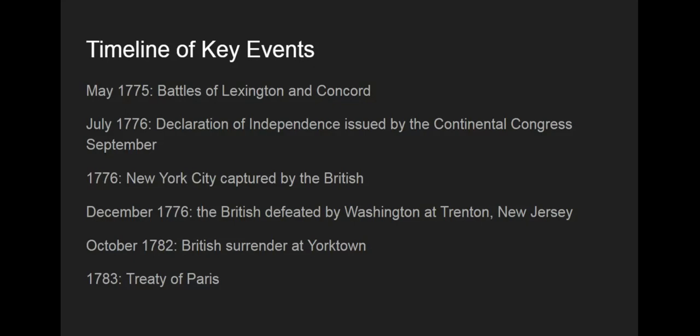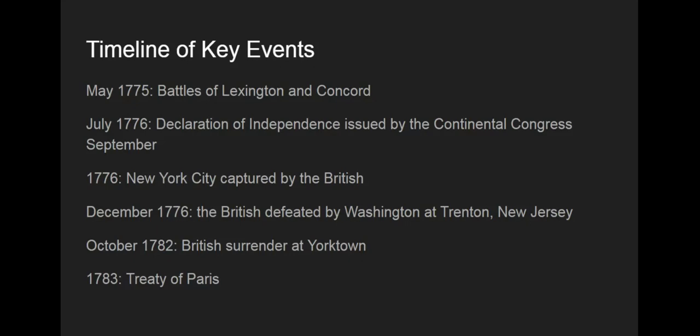Next, we have July 1776. The Declaration of Independence is issued by the Continental Congress. Excuse the little typo there. So, the Declaration of Independence is when we officially declare our separation from Great Britain. Basically, it's a long letter saying that this is what's been happening to us. We tried to talk to you about it. We tried to fix it with you, but these are all the horrible things that you've done to us in the colonies. Therefore, we have to separate from you.